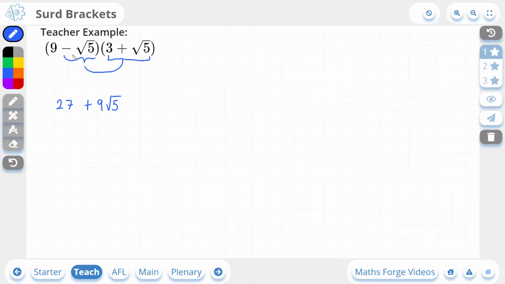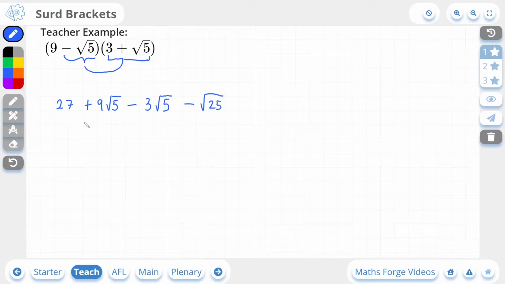So this is going to be negative root 5 multiplied by 3, which is going to give us negative 3 root 5. And then it's going to be negative root 5 multiplied by positive root 5, which is going to be negative root 25. If you remember from the lesson on surds, multiplying two numbers with a square root together just gives you one square root, and the numbers within the square root multiply together.